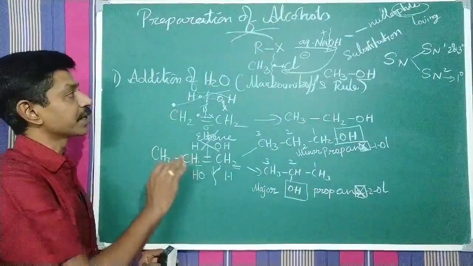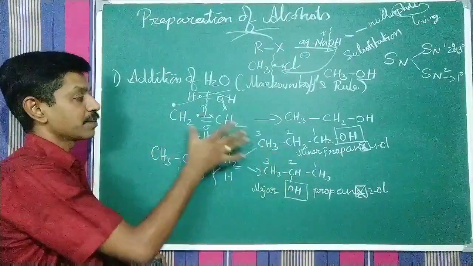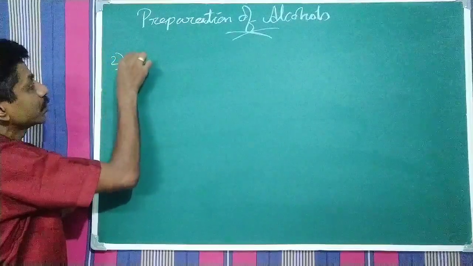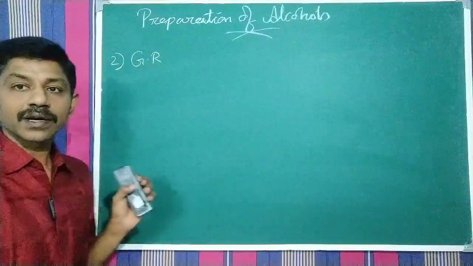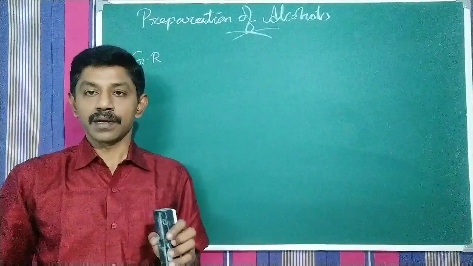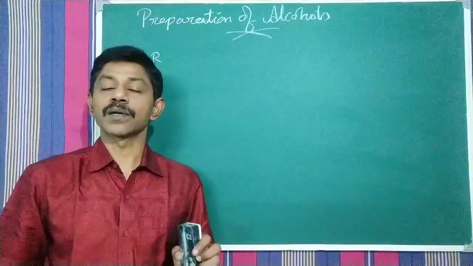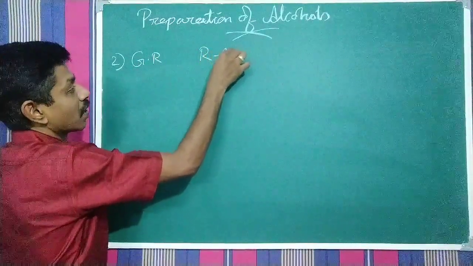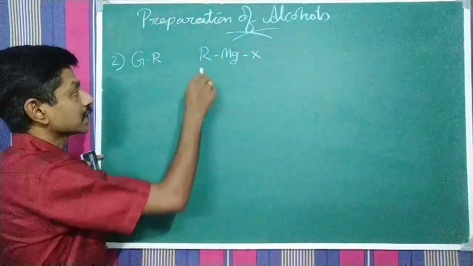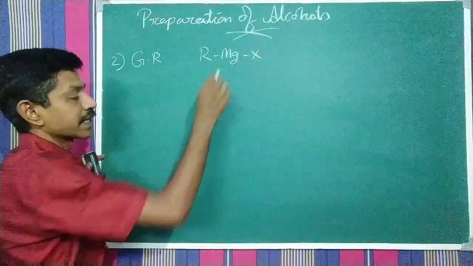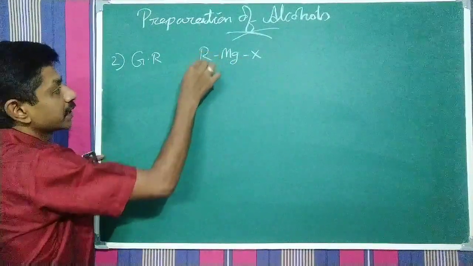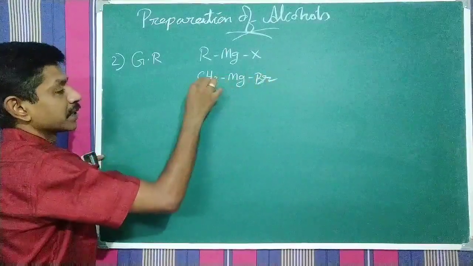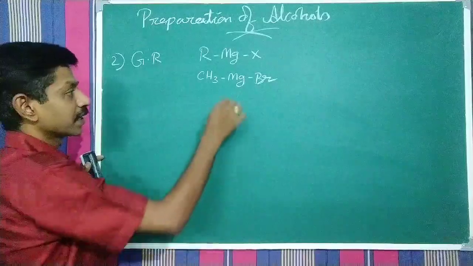In the first method of preparation, we talked about how to prepare alcohols by taking an alkene, a double bonded compound. In the second method, we are going to talk about GRs. What are GRs? They are called Grignard reagents. I think you can recall your 11th standard learning about Grignard reagents. Their general formula is RMgX, that is organometallic halides. To make it easier, I'll write CH3MgBr, that is methyl magnesium bromide. One of the Grignard reagents is taken.